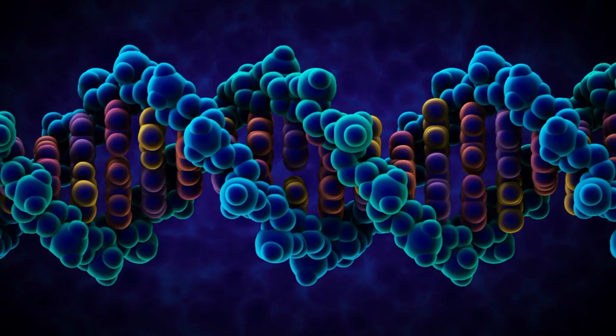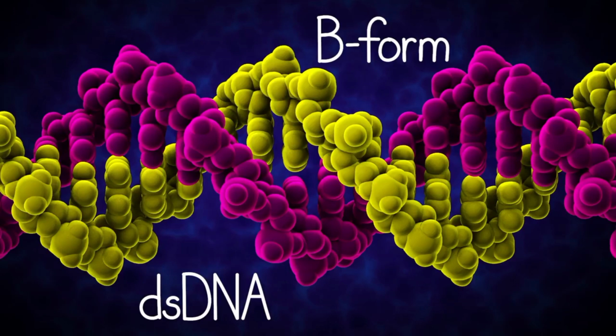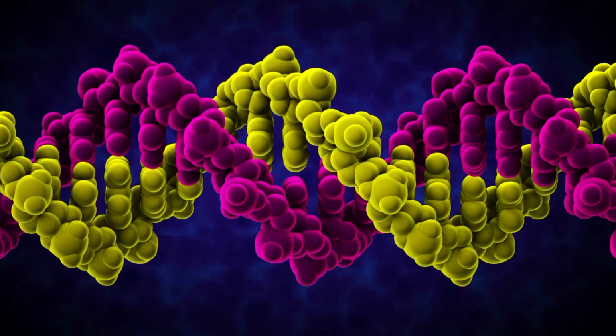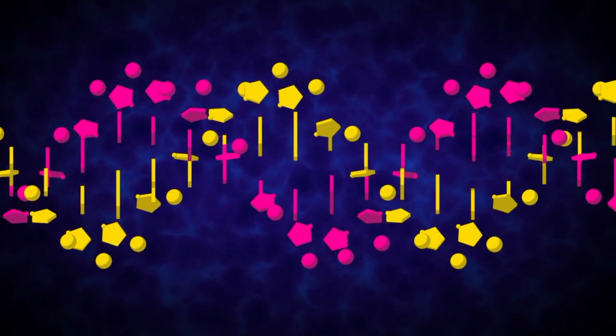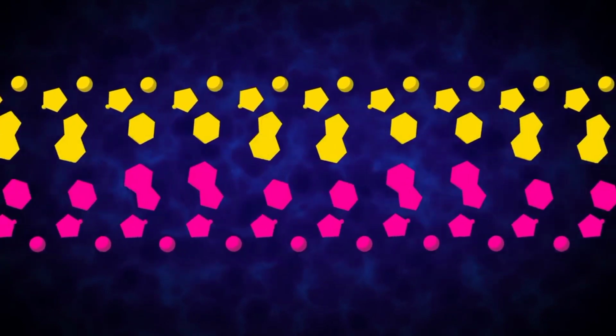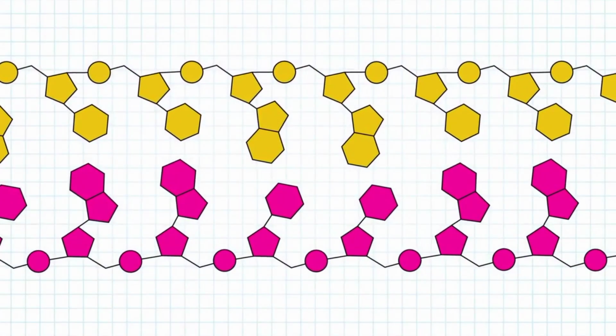Inside the cell, you will most commonly find double-stranded DNA, in which two strands intertwine to form a double helix. The most common form of the DNA double helix, which is what we will discuss here, is also called B-form DNA. Now, let's move to a more simplified representation of DNA to discuss the details.